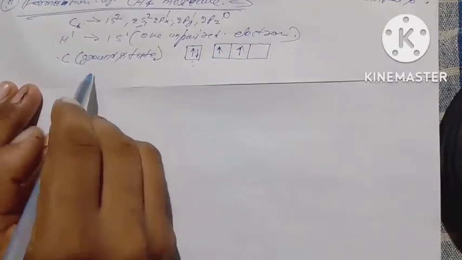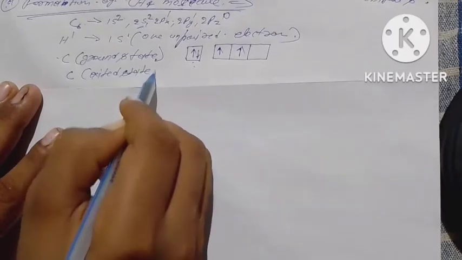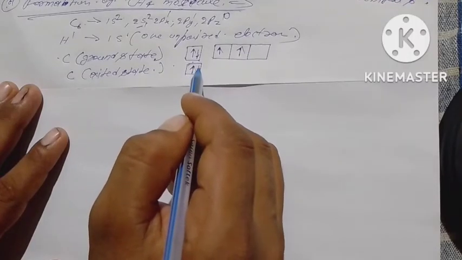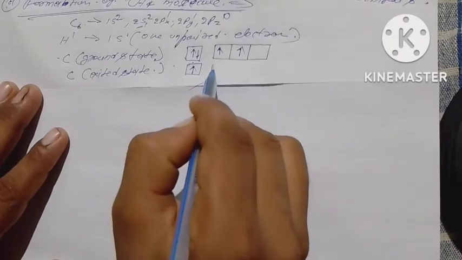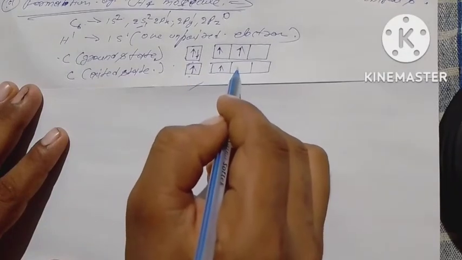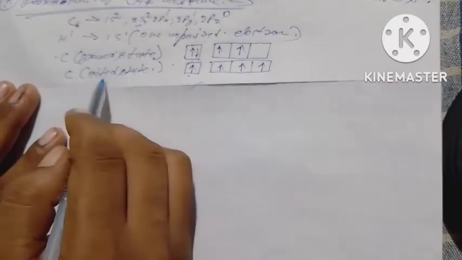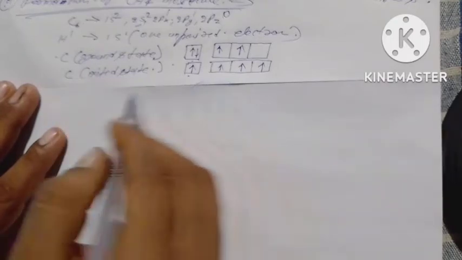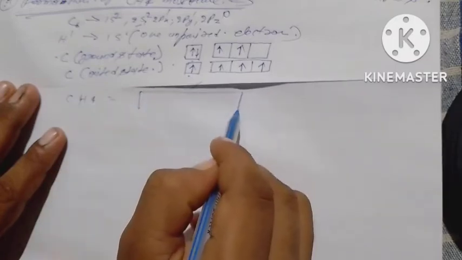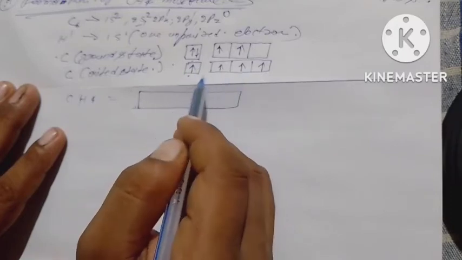Carbon in the excited state: one electron from 2s also goes into the next p orbital. Then this is 2s1, 2px1, 2py1, and 2pz1. This is the excited state of carbon. For CH4, four hydrogens combine with these electrons to complete the bracket.